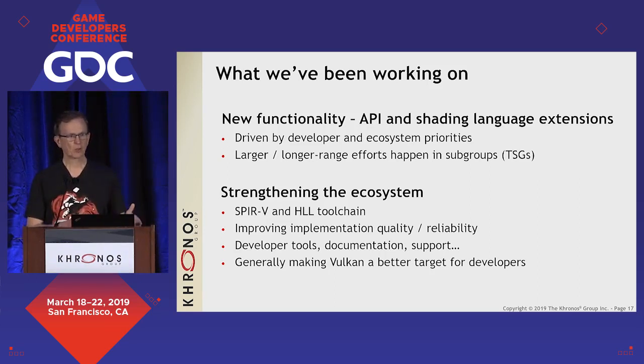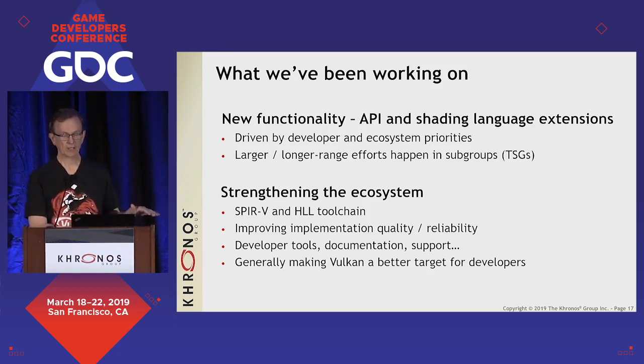The idea is we don't want producing a new core spec to be a heroic effort that changes the world. We're just taking functionality that has already been proven to be useful to you and folding it together. We do a lot of stuff in the main working group, and we also have some groups we call TSGs, technical subgroups, that work on larger, longer-term projects. So that's half what we do.